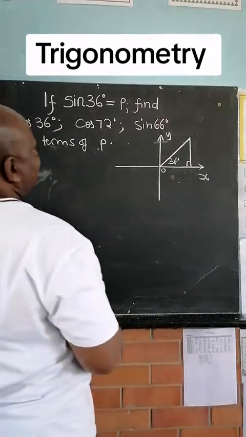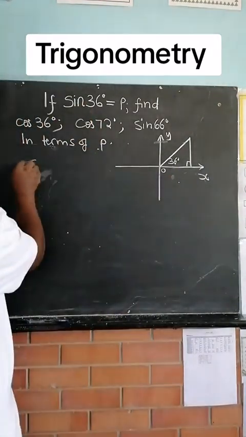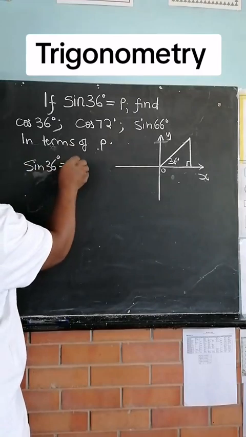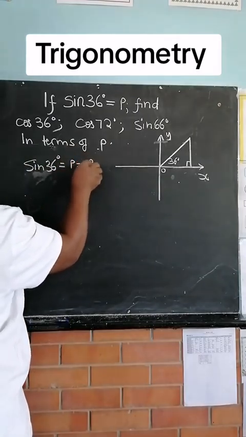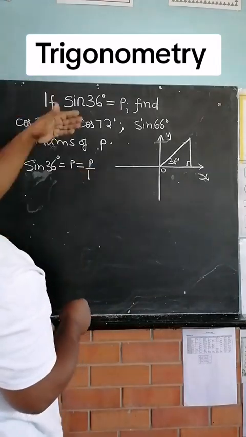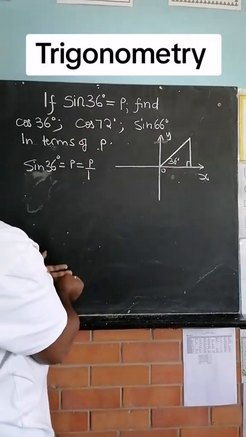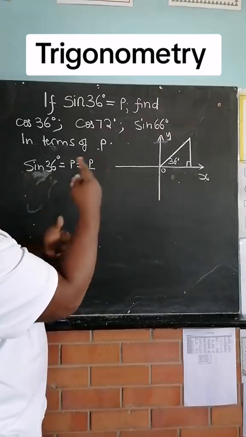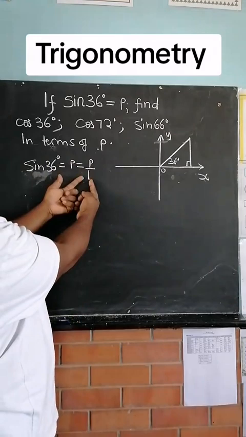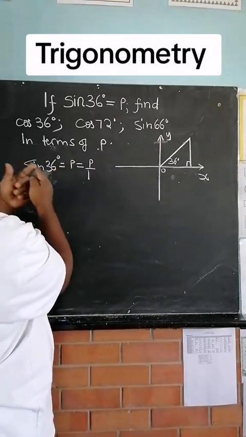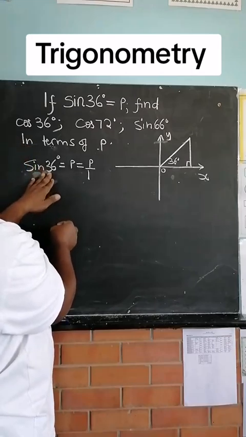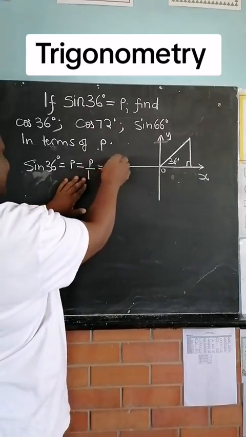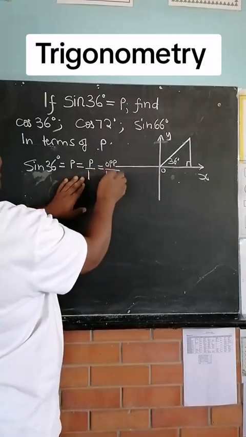What we are given is that sine of 36 degrees is equal to P, which we can write as P over 1. 1 is an identity. If you divide anything by 1, it doesn't change. My aim is, because I know sine of an angle is opposite over hypotenuse, so I create a side of 1, which is going to be my hypotenuse in terms of the angle 36 degrees. So it means that P is going to be my opposite side and 1 is going to be my hypotenuse.